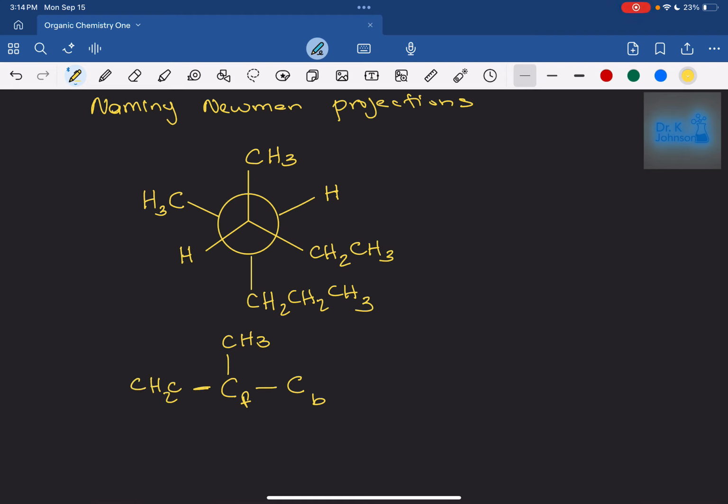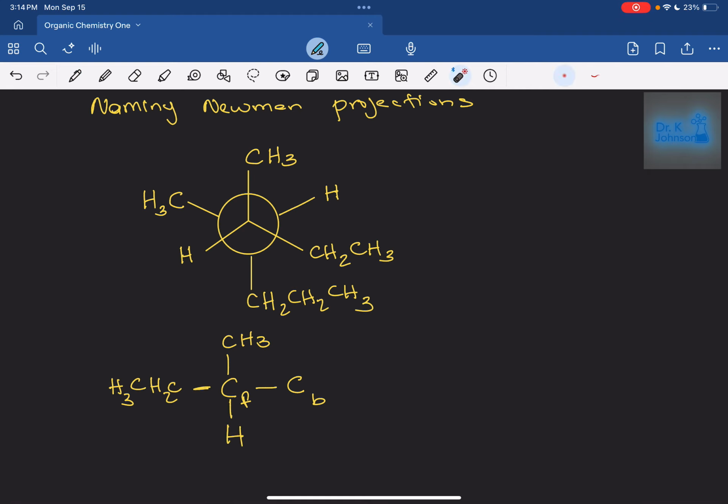CH2, CH3. And if you look at it, you'll see that the front carbon is bonded to the CH2. The CH2 is what's bonded to the CH3. Then the only thing left is your hydrogen. So you put your hydrogen on here.